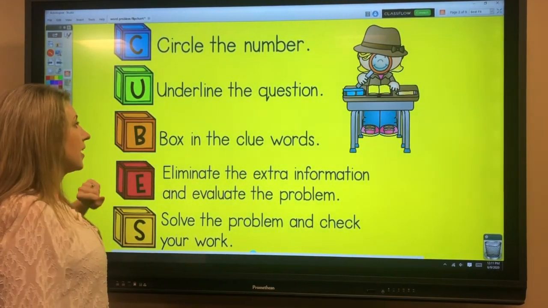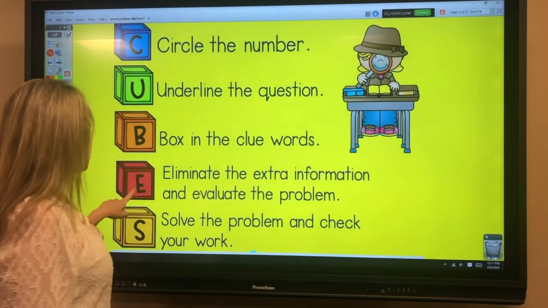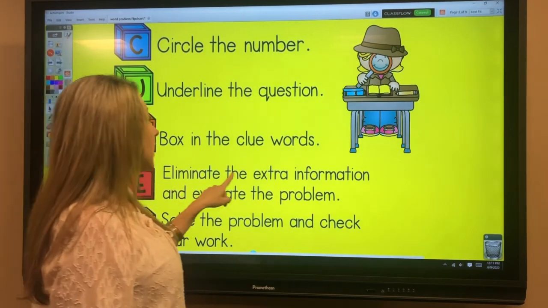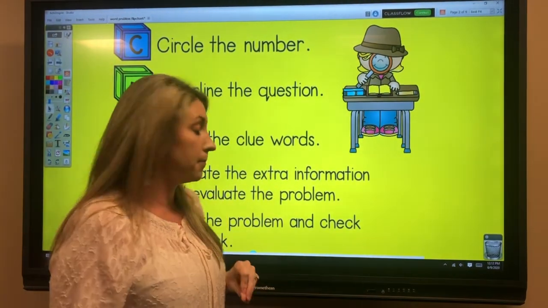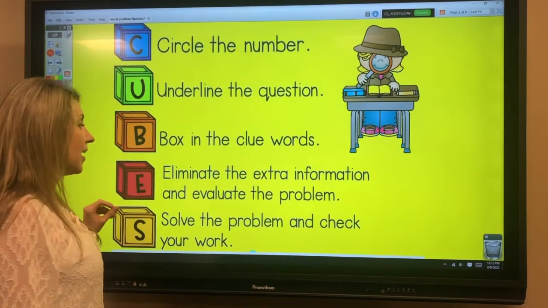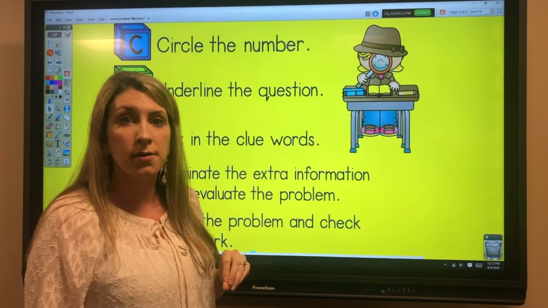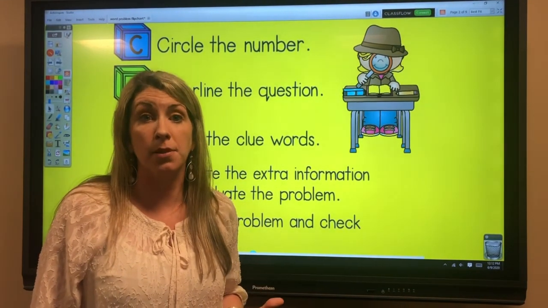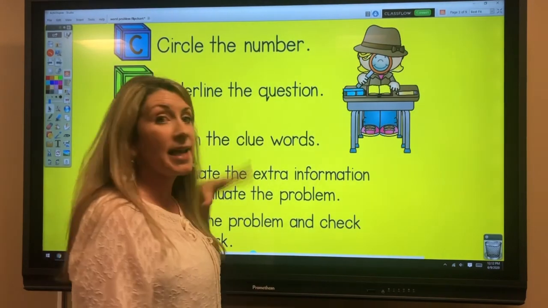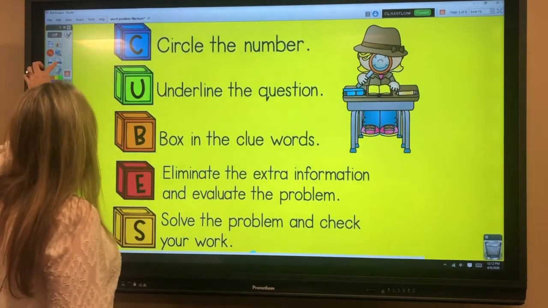B stands for box in the clue words. E, eliminate the extra information and evaluate the problem. And S stands for solve the problem and check your work. As we go through and do examples of problems today, we're going to go back to this method and use this method of cubes.